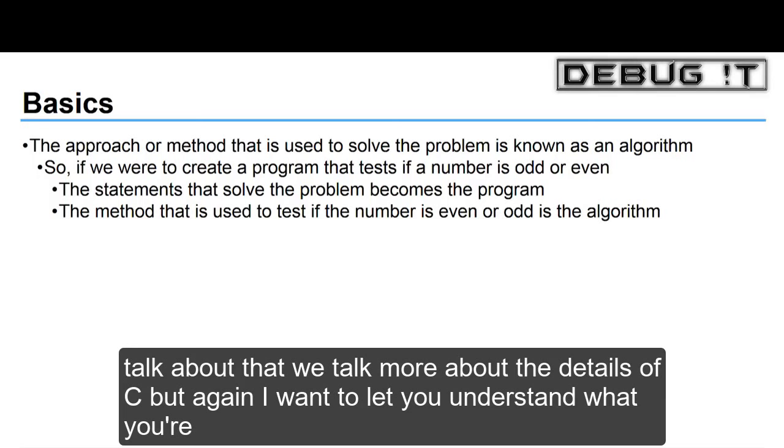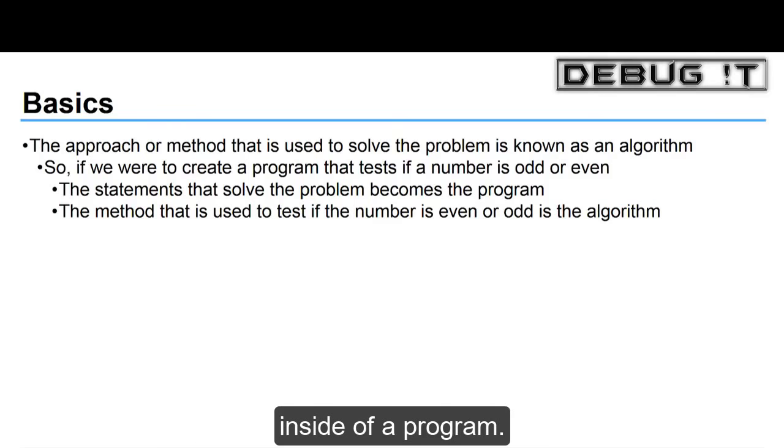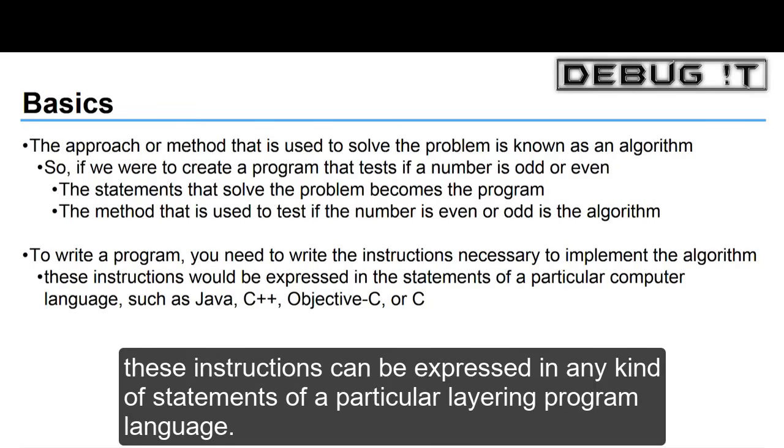But again, I want you to understand what you're doing when you're writing code, what's going on at the very lowest layer. You're going to write these algorithms that are contained inside of a program. To write a program, you need to properly write the instructions to implement the algorithm. These instructions can be expressed in the statements of a particular programming language.